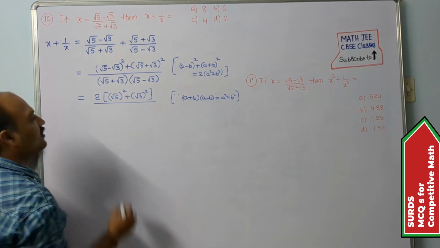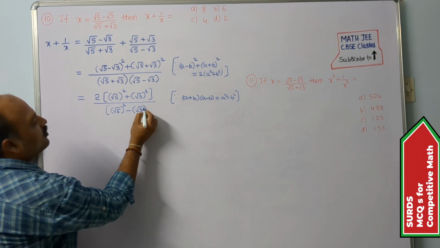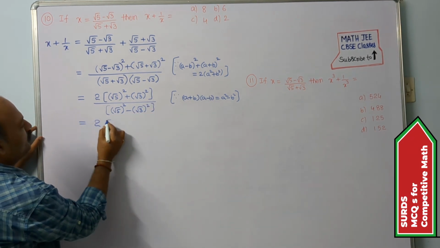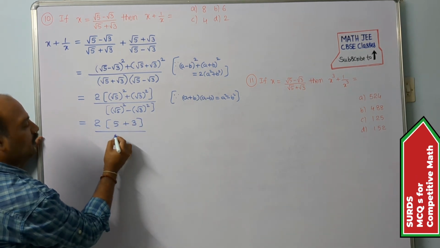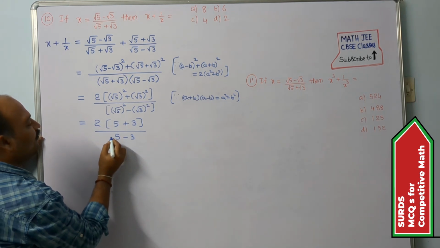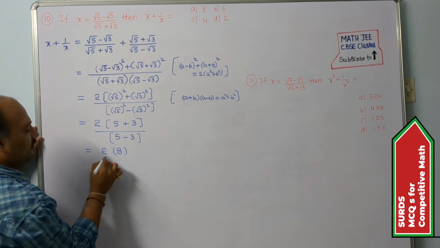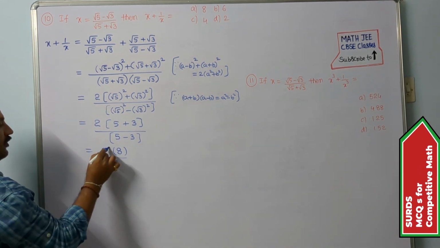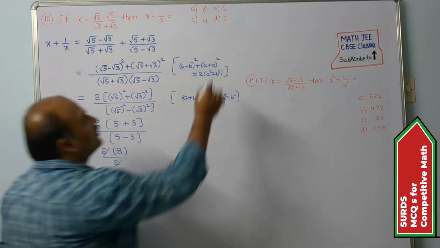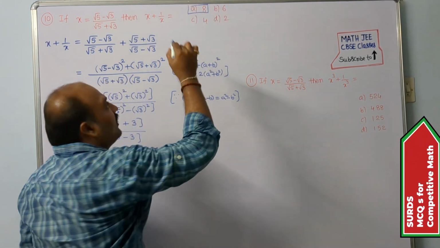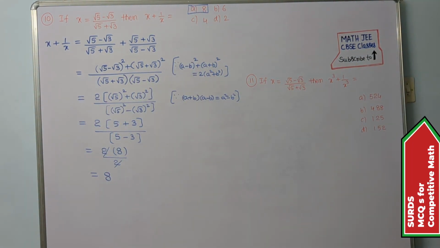Everything I am giving clarity, dear students. So root 5 whole square minus root 3 whole square. So 2 into (root 5 whole square is 5, plus root 3 whole square is 3) divided by (root 5 whole square is 5, minus root 3 whole square is 3). So 2 into 8 divided by 5 minus 3 is 2. Here 2 gets cancelled. The answer is 8. So the first question's answer is 8. It is there in the first option, dear students. We'll move on to another question now.